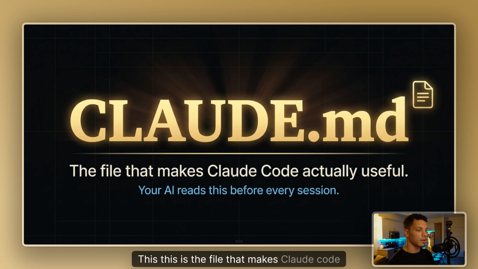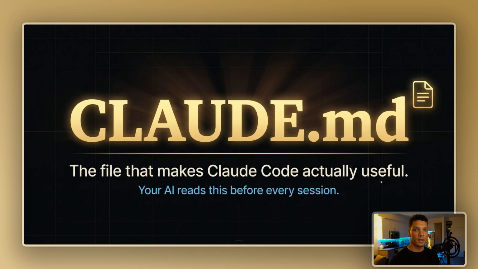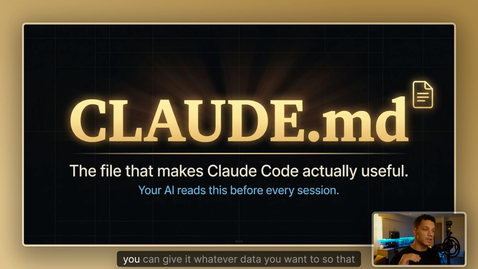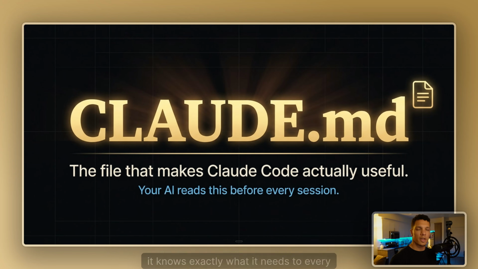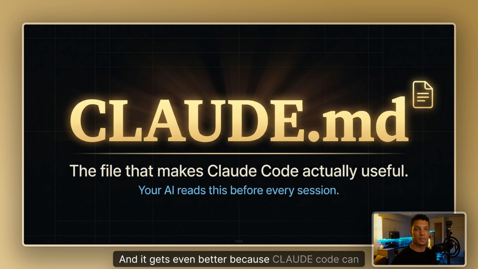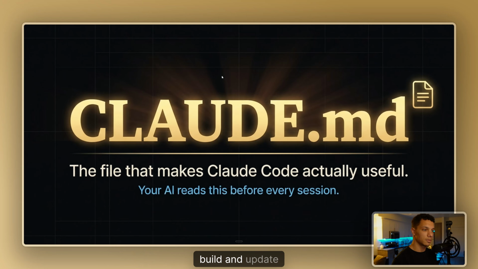This is the file that makes Claude Code actually useful, because every time you fire up Claude, the agent is going to read this file. And so if you think about that, if every time it fires up, it reads this file, you can give it SOPs, you can give it whatever data you want so that it knows exactly what it needs to every time you use it. And it gets even better because Claude Code can build and update this Claude file on its own.